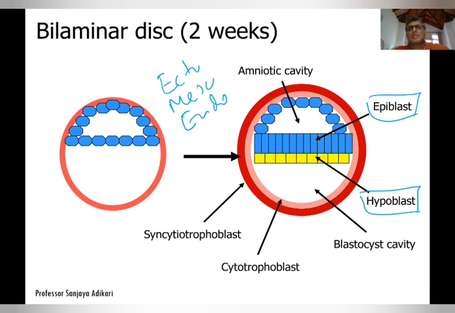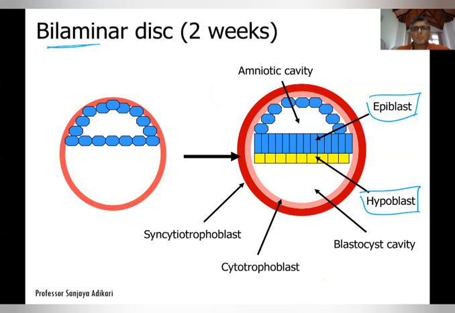Now here, the 3 germ layers are not produced yet. At the 2 cell stage, you have only 2 layers. You don't call them ectoderm or endoderm. It's epiblast and hypoblast if you want to call them. It's only 2 layers that are there at the end of 2 weeks, so it's easy to remember. At the end of 2 weeks, you get the bilaminar disc.